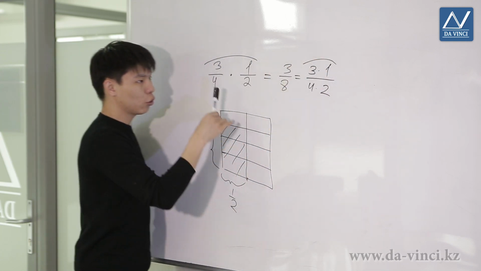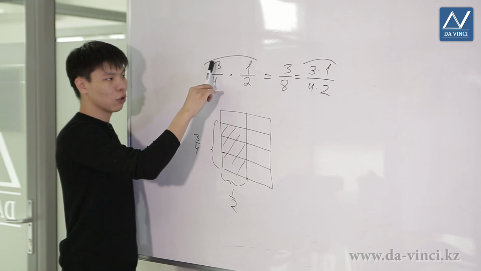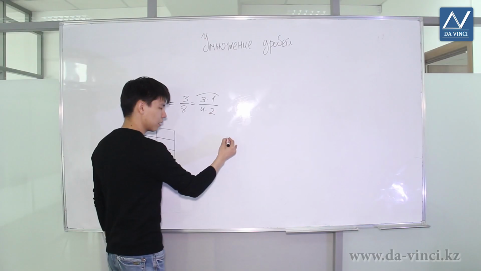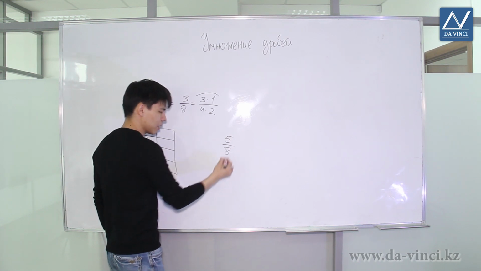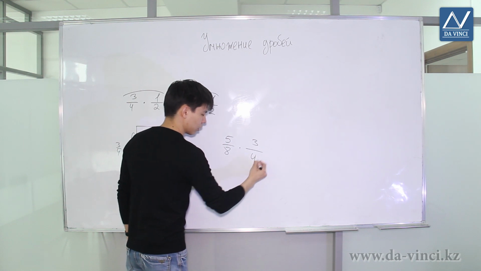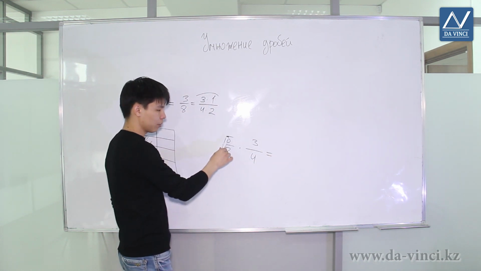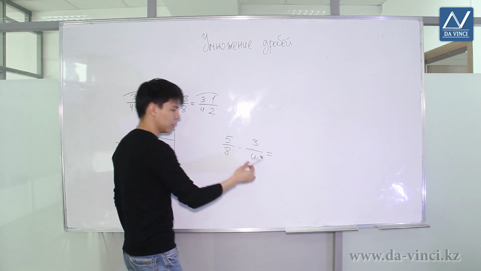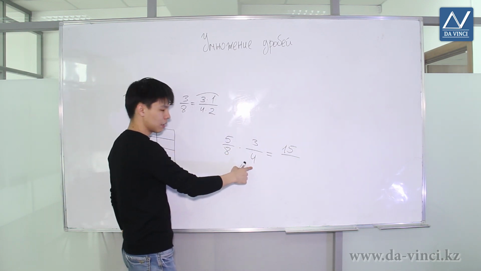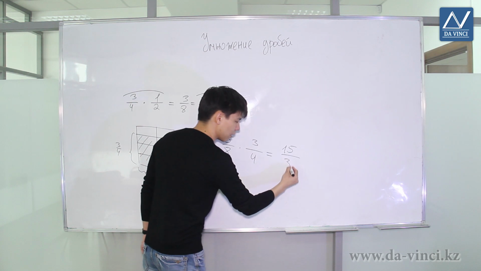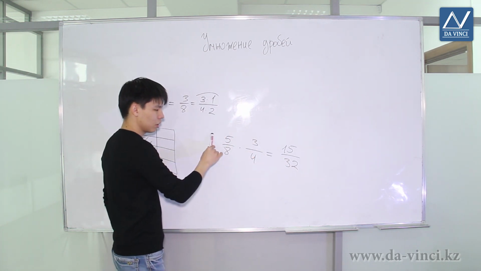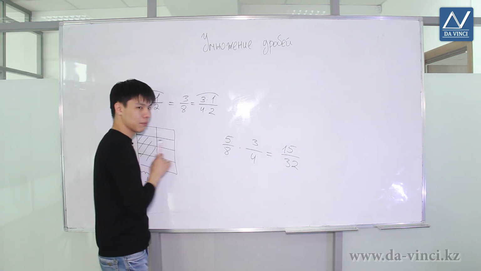To multiply a fraction by a fraction, we need to multiply the numerator with the numerator, multiply the denominator with the denominator. 5/8 must be multiplied by, let's say, 3/4. Multiply the numerator with the numerator, multiply 5 by 3, it will be 15. We multiply the denominator with the denominator. 8 times 4 is 32. That is, to multiply a fraction by a fraction, we multiply the numerators, we multiply the denominators.